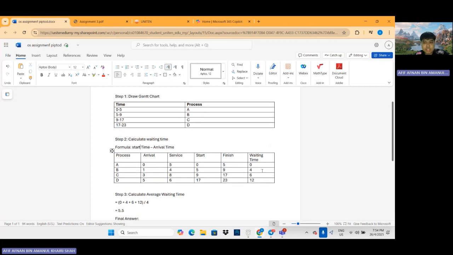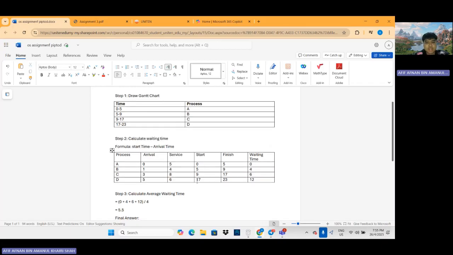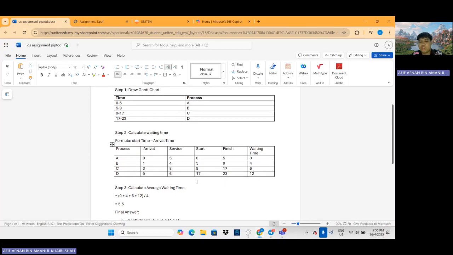So next, we must calculate the waiting time. So we must subtract the arrival time from the start time. For process A, 0 minus 0 is 0. Process B, 5 minus 1 is 4. Process C, 9 minus 3 is 6. And process D, 17 minus 5, we get 12.